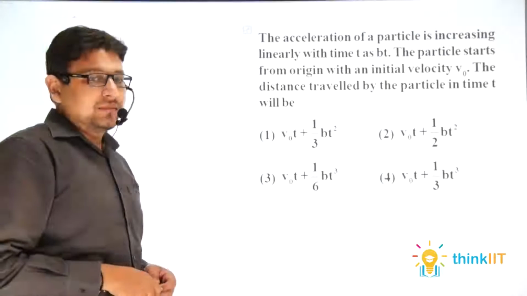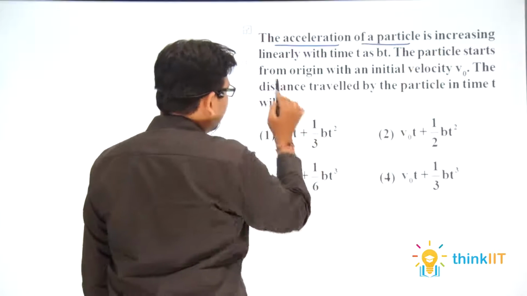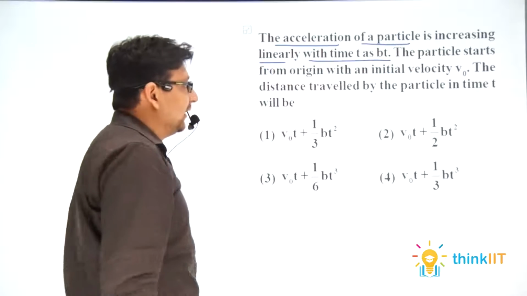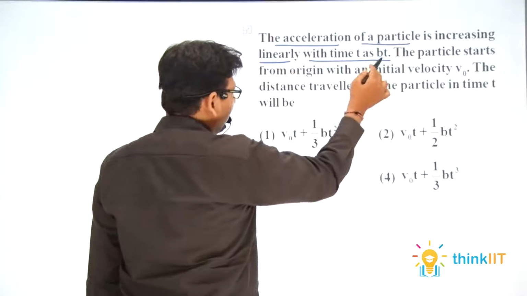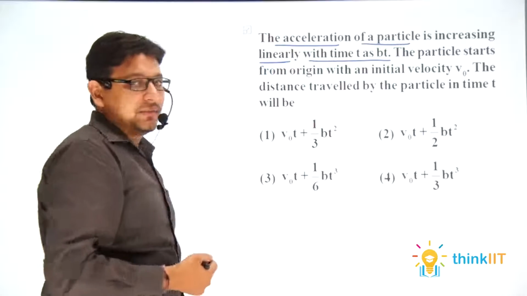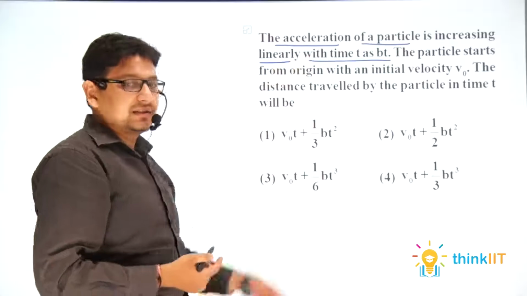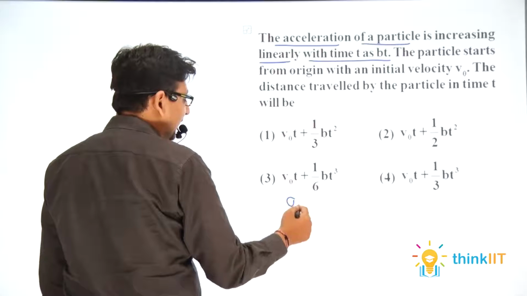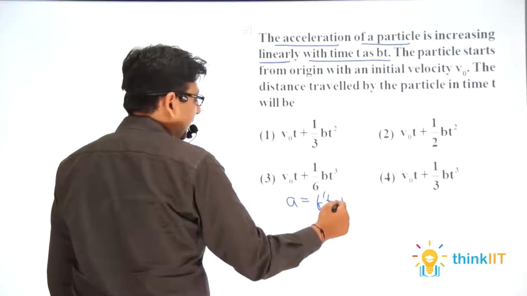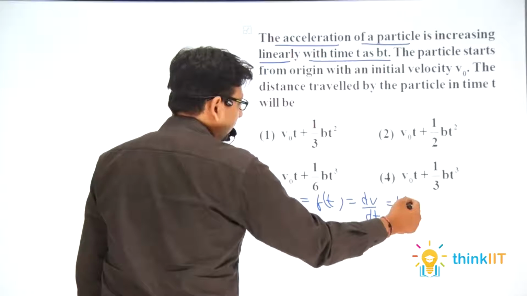Okay students, now coming to this problem, we are given that the acceleration of a particle is increasing linearly with time as bt. Here they are writing linearly because time is in degree 1, t raised to the power 1 is there. If t square were there, I couldn't say acceleration is varying linearly. Here acceleration is a function of time, so I can write it as dv upon dt equal to bt.